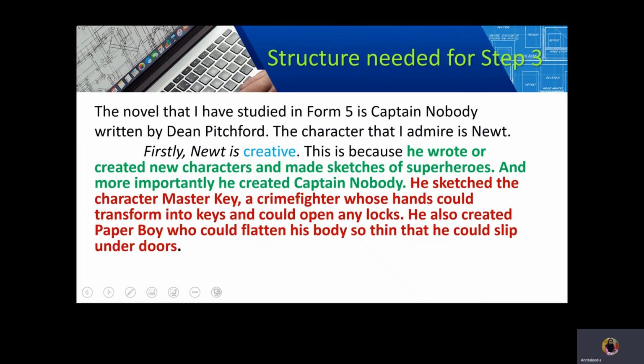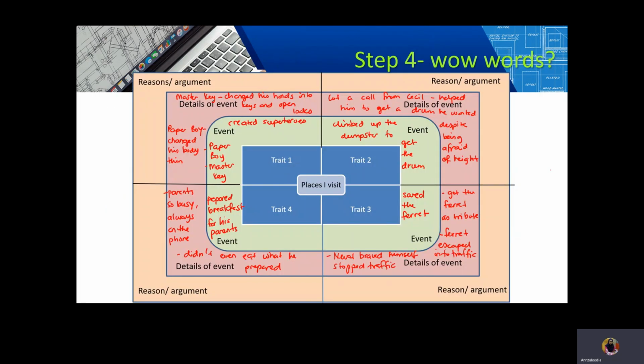All right, so we carry on by writing the sentences. So he sketched the Master Key, a crime fighter whose hands could transform into keys and could open any locks. He also created Paper Boy, who could flatten his body so thin he could slide under doors. All right. So the third layer has been done. All right. The final layer.